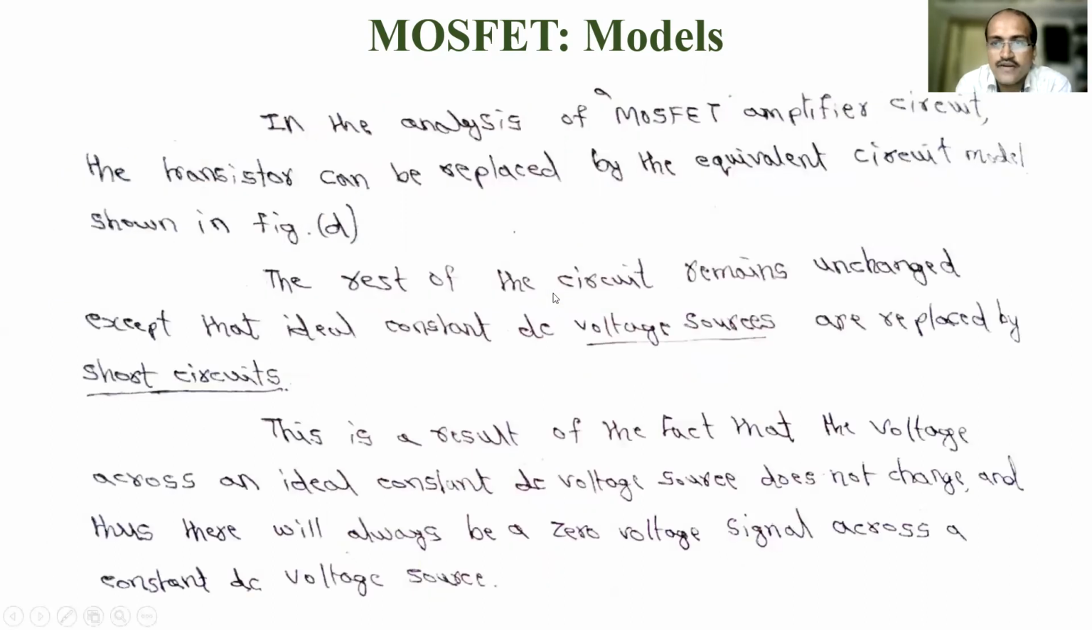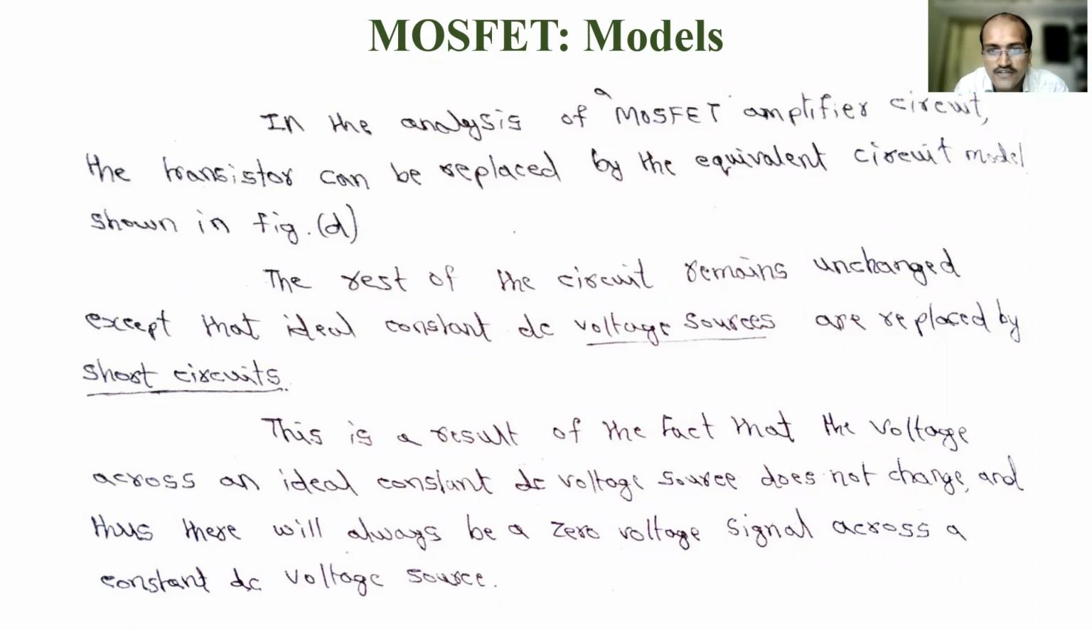In the analysis of a MOSFET amplifier circuit, the transistor can be replaced by the equivalent circuit model shown in figure. So now whenever you have to do a MOSFET analysis, you can place this equivalent model, and it will give the equivalent result. The rest of the circuit remains unchanged except that ideal constant DC voltage sources are replaced by short circuits. You have seen previously in MOSFET biasing, there are many other circuits also. In the practical circuits, there is RD, VDD, on this side RG, on this side RS. They will not change. They will come in parallel or series with whatever MOSFET you have.